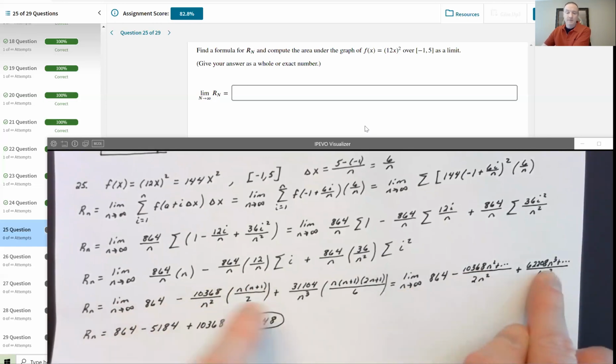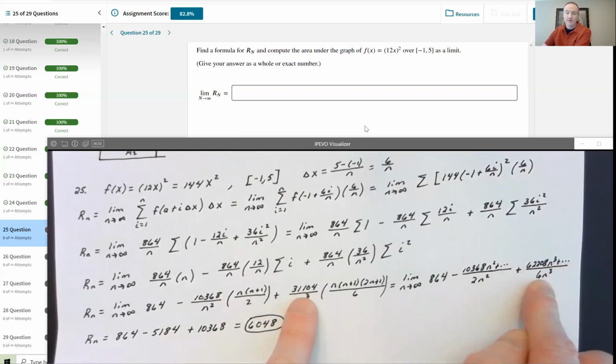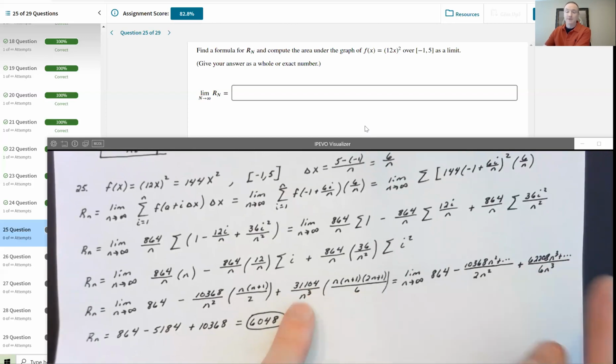The last term, I'll have a 2n to the third times the 31,104. That's where the 62,208 n cubed comes from. The rest of the terms are irrelevant over your denominator of 6n cubed. Anytime the degree of the numerator and denominator is the same, you just take the fraction of the leading coefficients.